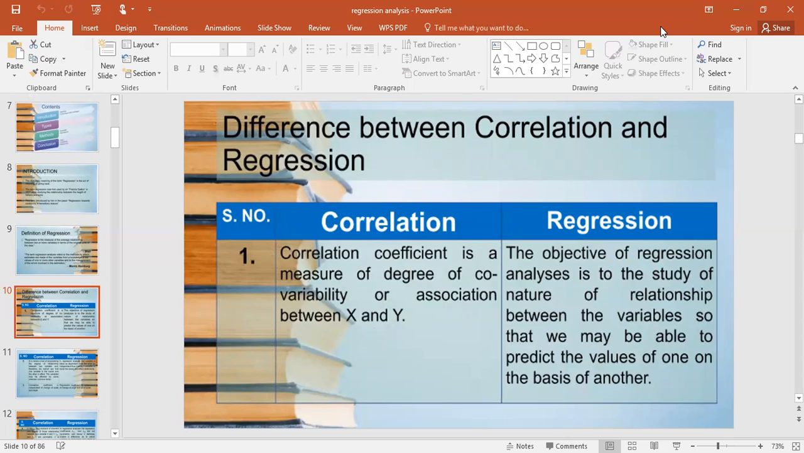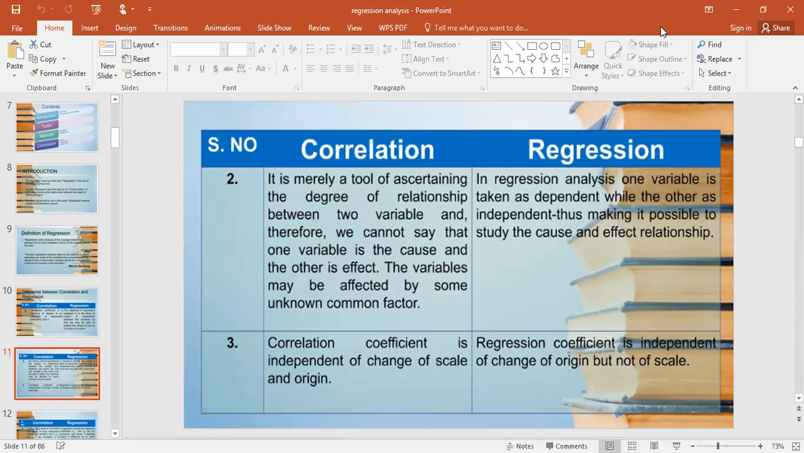Difference between correlation and regression. Correlation coefficient is a measure of degree of covariability or association between x and y. Regression. The objective of regression analysis is to study the nature of relationships between the variables so that we may be able to predict the values of one on the basis of another.